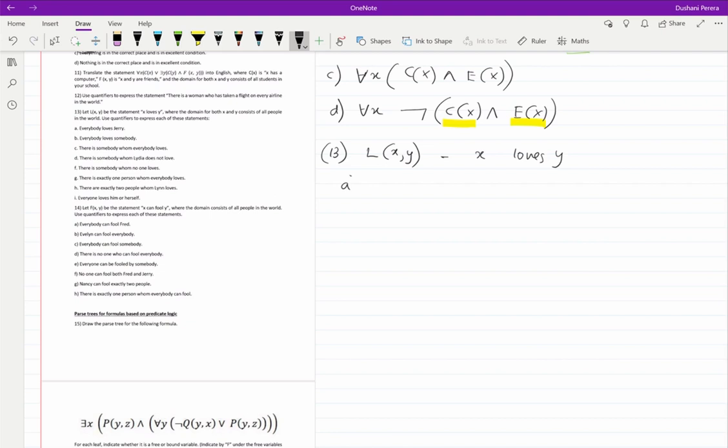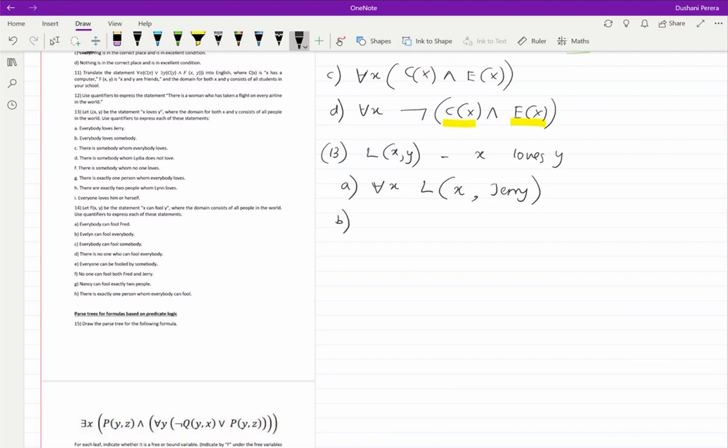Okay, part A. So the only thing that we have is Lxy means x loves y. Part A is everybody loves Jerry. So here we're talking about everyone in general. So this is for all x, and Lxy is x loves y. So if everyone loves Jerry, x means everyone, for all x. x is everyone. x loves Jerry. So this means for all x, x loves Jerry. For everyone, everybody loves Jerry.